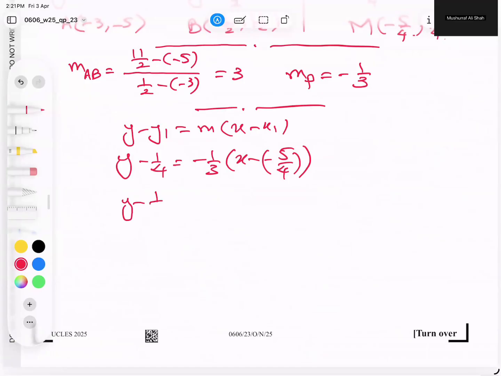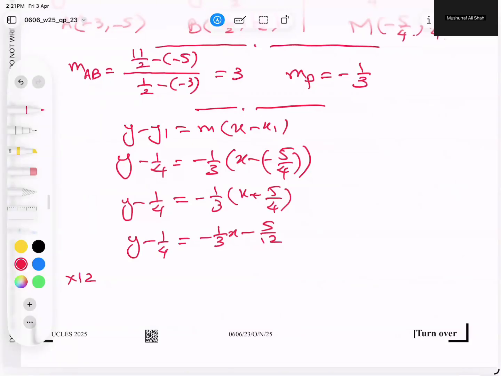y minus 104 minus, I'm keeping outside in the bracket, x plus 5 upon 4. So what is the LCM here? 12. If I have two jobs, I can multiply minus 1 by 3 inside, 1 by 3 times x and negative 5 over 12. And here y minus 1 upon 4. Why not multiply the whole equation by 12? It makes the question easy. Into 12, I got 12y. Into 12, I got negative 3. Into 12, I got minus 4x. Into 12, I got a 5.